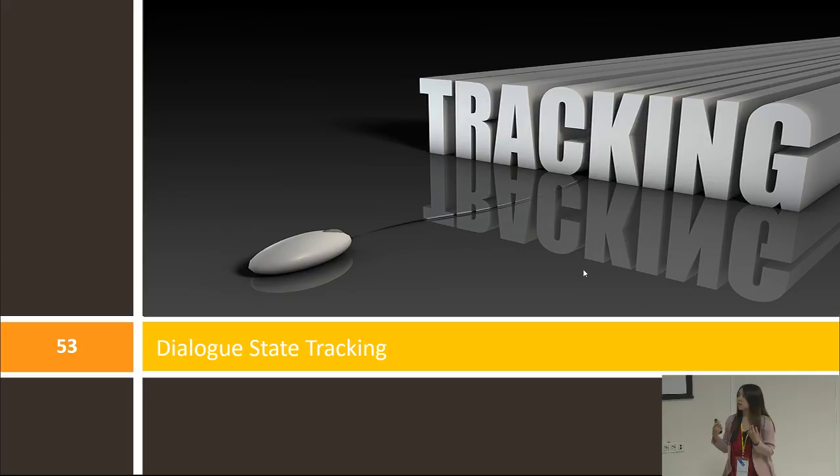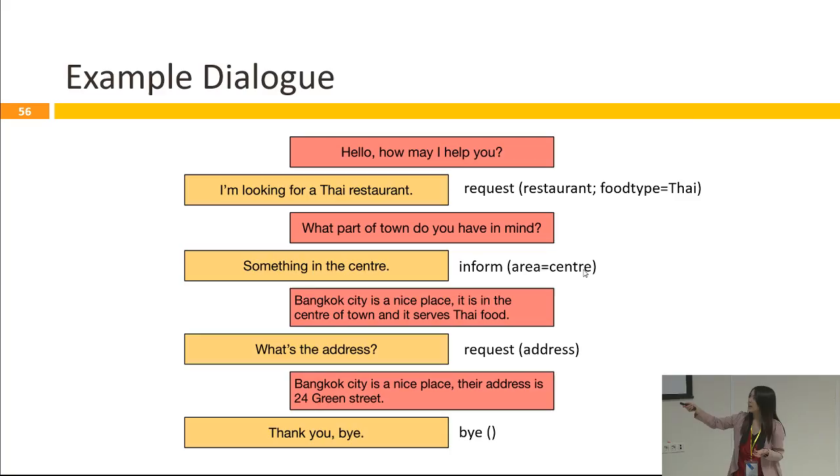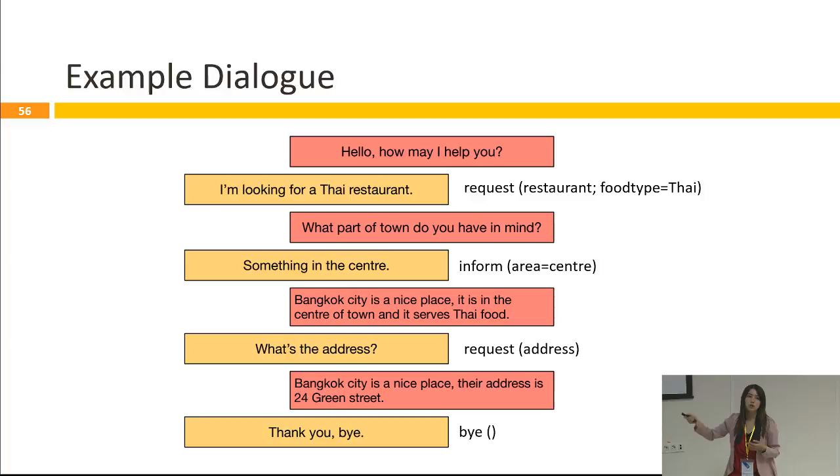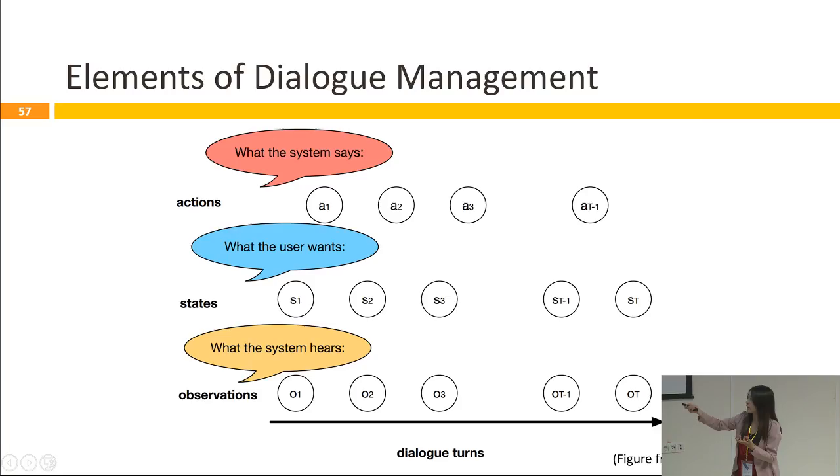So after we do the understanding, we also need to check the dialogue state. So it corresponds to this component. In this conversation, the yellow one is the user, the red one is the agent. After we have the understanding result, we need to merge the information and then we can create a query. So we call this dialogue state tracking. This is the observation we see, and we need to estimate the dialogue state. It is what the user wants: dialogue state tracking.